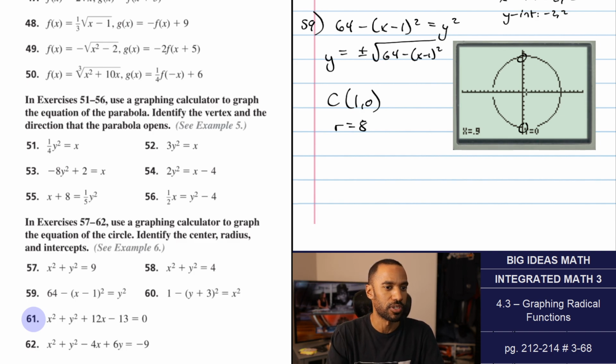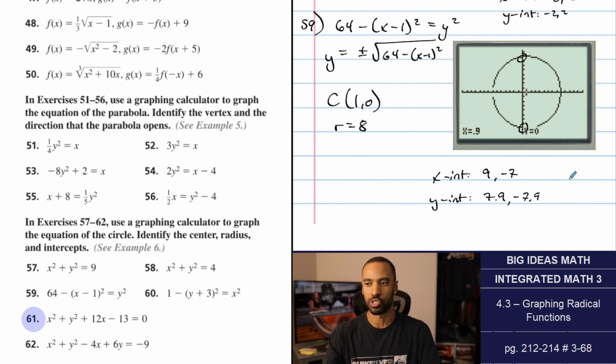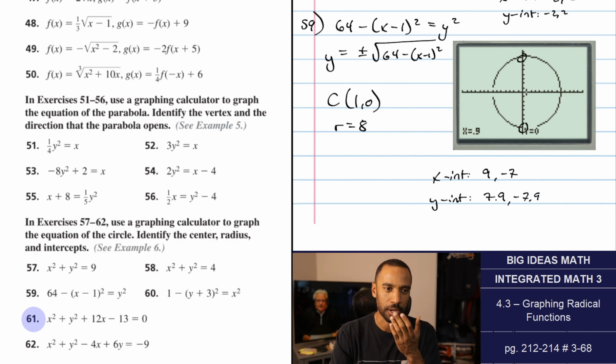I know that number is the square root of 63. So what's the square root of 63? 7.9 for y. So x-intercepts for this one, you're going to go 8 right and left of 1. So this will be at 9 and -7. The y-intercepts will be plus or minus square root of 63, so 7.9 and -7.9. I just know that from some Pythagorean theorem talk.